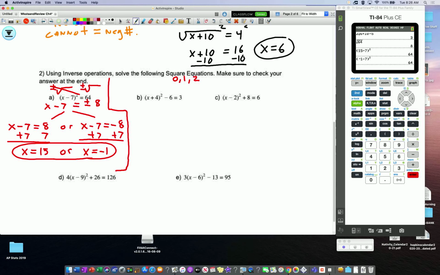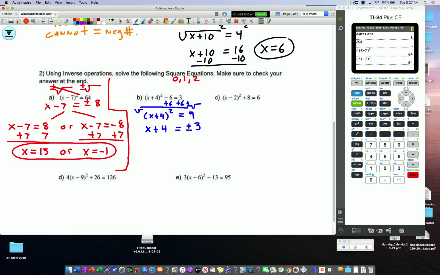All right, so the next one. x plus 4 quantity squared minus 6 equals 3. So the first thing I need to do is add 6 to both sides. So I get x plus 4 quantity squared equals 9. Now that I have the squared term by itself, I can square root both sides. Again, don't forget plus minus. So x plus 4 equals plus or minus square root of 9. I hope you all know that that is 3.